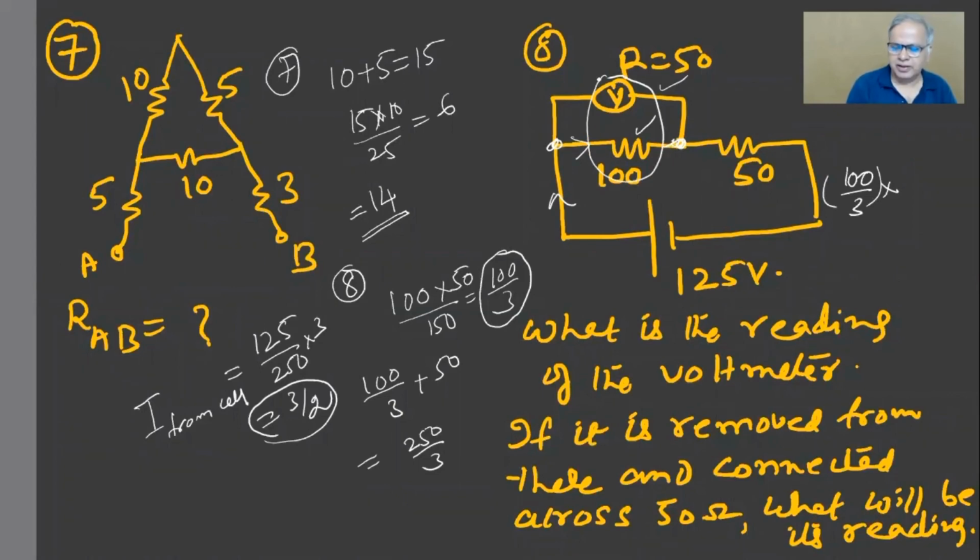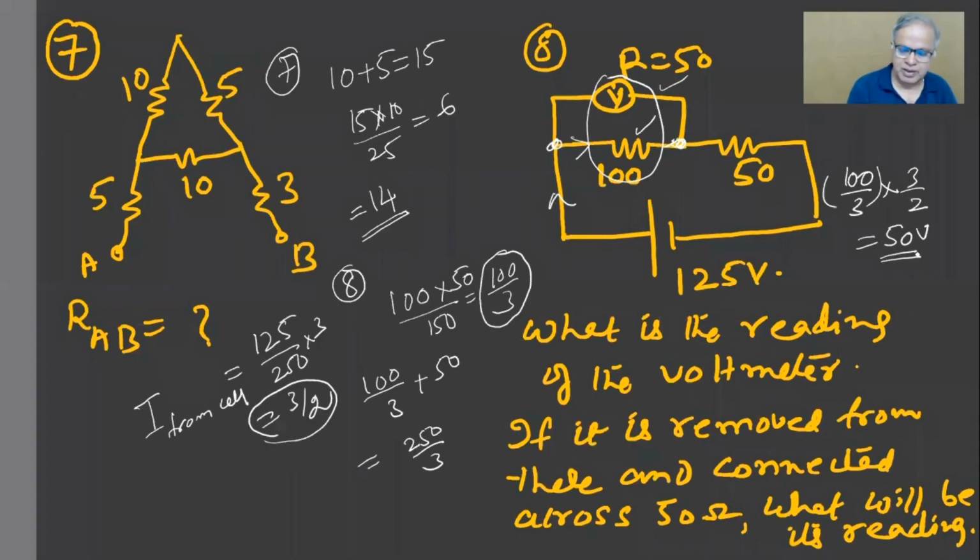Okay? What do you say? Into current is how much? 3 by 3 by 2. 50 volts. But if somebody wants to divide and do, you can still do it, I have no problem. 3 by 2 divides in which way, children? 3 by 2 goes as how much in 100, how much in 50?